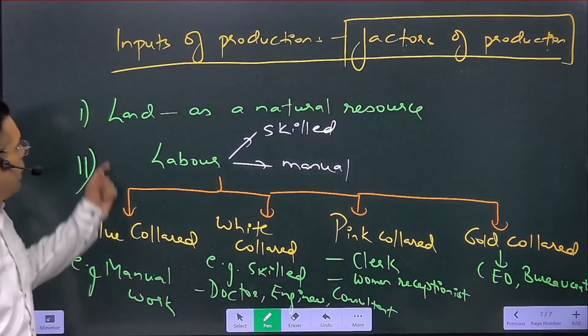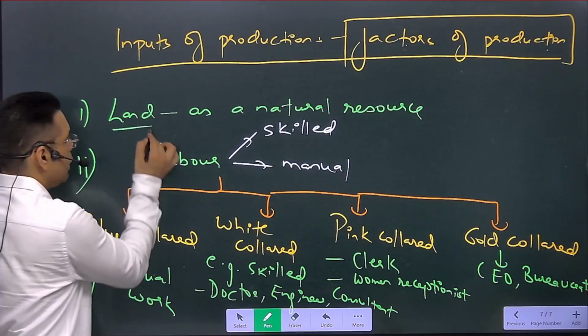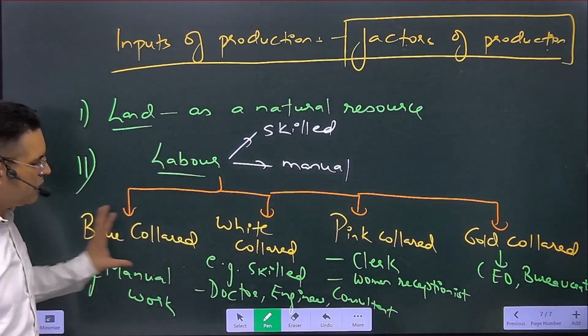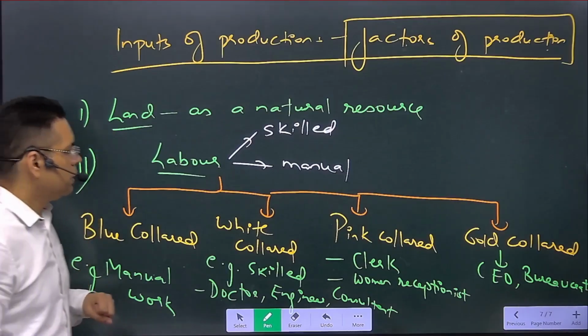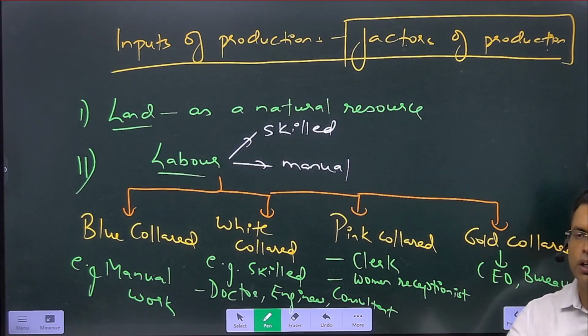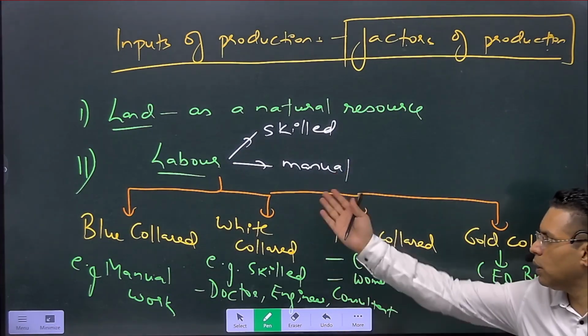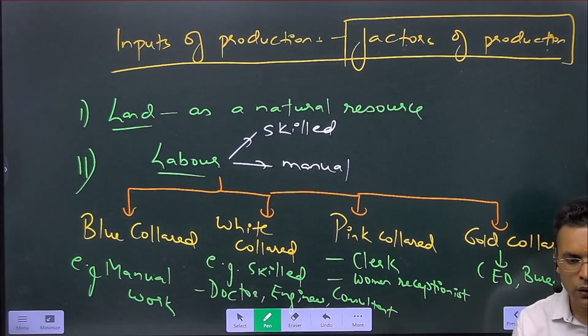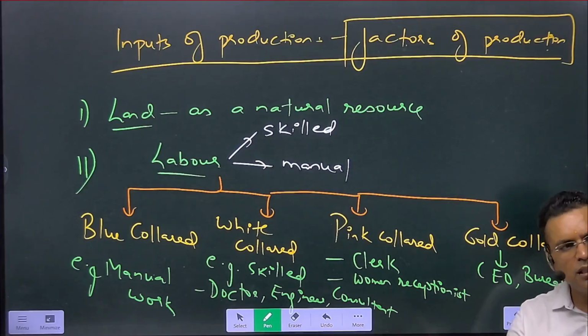So first is land, second is labor. Now labor can be of many types. Normally labor is somebody who provides their skill in the production process. Now that can be manual or they can be skilled as well. Imagine some production is happening.